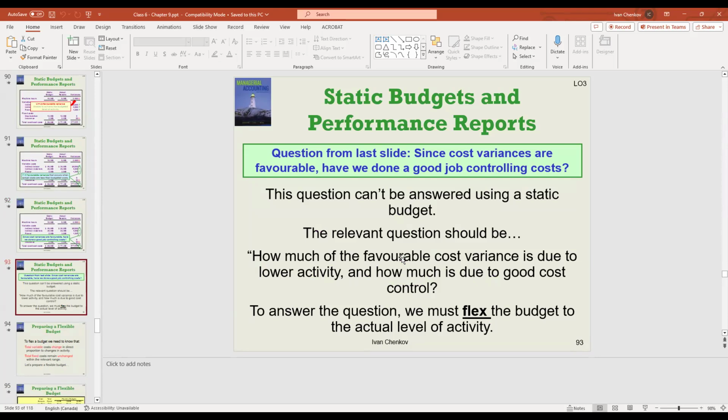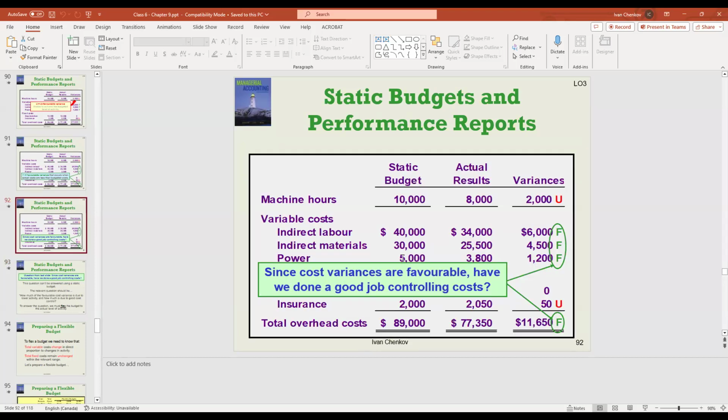Since everything is favorable, did the company do a good job of controlling the cost? The answer is, we don't know. Why? Because we're comparing the static budget with the actual results, which are independent realities. The static budget was prepared in anticipation of 10,000 machine hours of usage. In the real results, we worked with the machine only 8,000 hours.